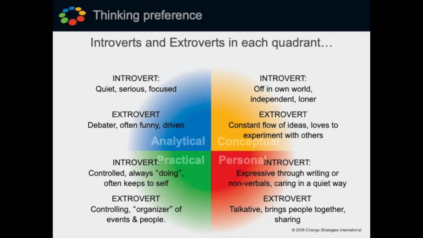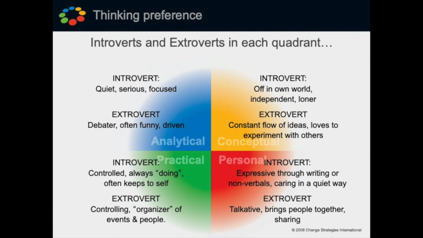Within each of the thinking styles, there are introverts and extroverts, and they have distinctive styles about them. So the introvert yellows tend to be kind of off in their own world. They are very independent and often loners. A graphic designer is kind of a perfect example of that, where they just want to be put in a box, close the door, let me do my work. Extrovert yellows tend to want to just bounce ideas off people. They love engaging with others. They love bouncing ideas and seeing how other people are going to react.